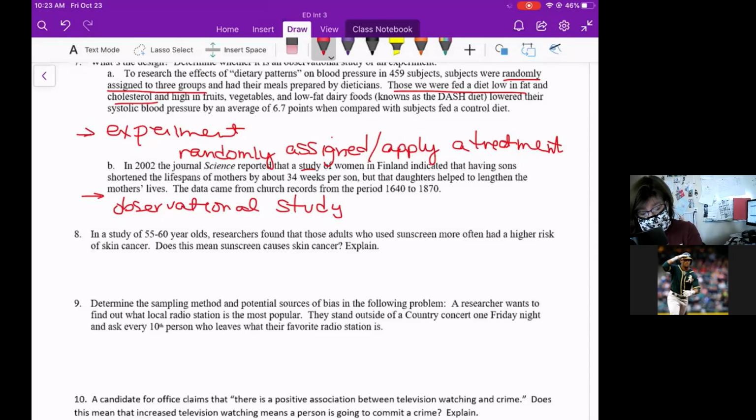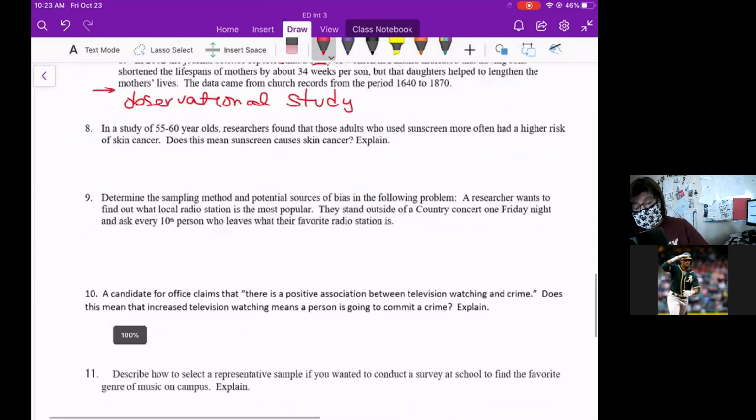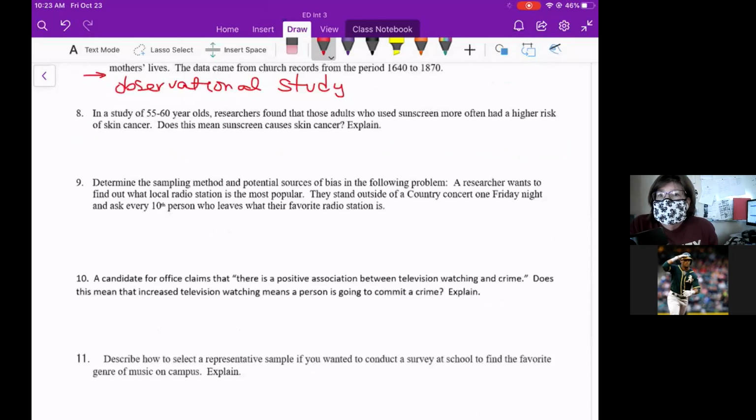Determine the sampling method and potential source of bias in the following problem. A researcher wants to find out what local radio station is the most popular. They stand outside a country concert one Friday night and ask every 10th person who leaves what their favorite radio station is. What's the sampling method? Okay, partly convenience with part random, right? Sometimes you can have multiples. So it is a little bit of a convenience one. What kind of bias?